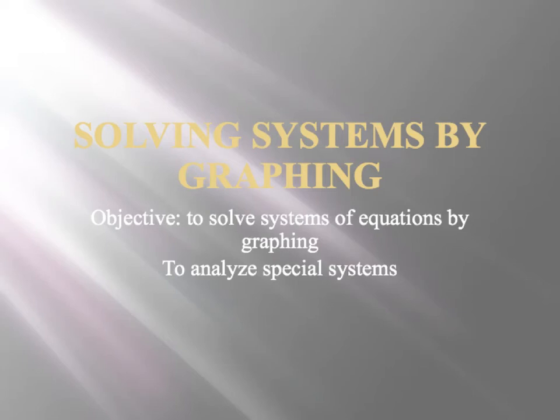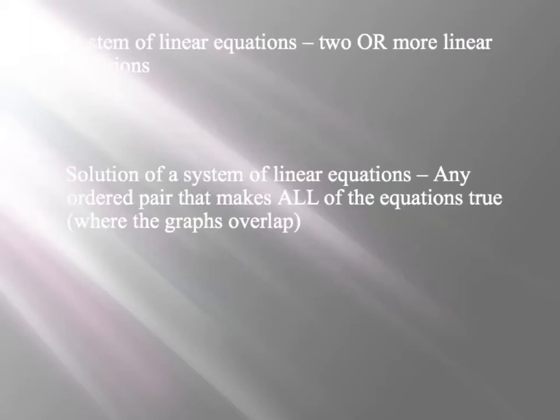Well, today we are starting Chapter 6, Solving Systems by Graphing. So first we have to know, what is a system? It's very hard to see, but this says a system of linear equations is either two or more linear equations. So typically a system is written with a bracket like this.